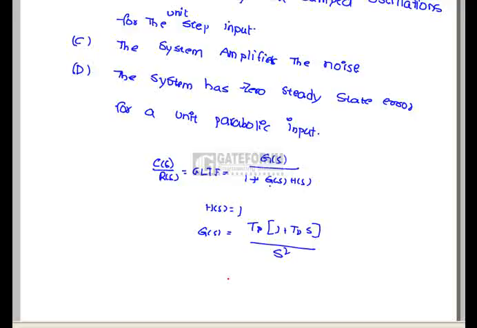Coming to statement D, the system has zero steady state error for unit parabolic input. The steady state error is defined as limit s tends to 0 of s into R of s divided by 1 plus G of s into H of s. If we substitute the corresponding values, where R of s is the parabolic input, H of s equals 1, and G of s is as mentioned above, then we will get a finite value. But option D specifies it as 0. Hence, option D is the wrong statement regarding this closed loop feedback system. Hence, option D is the correct answer.